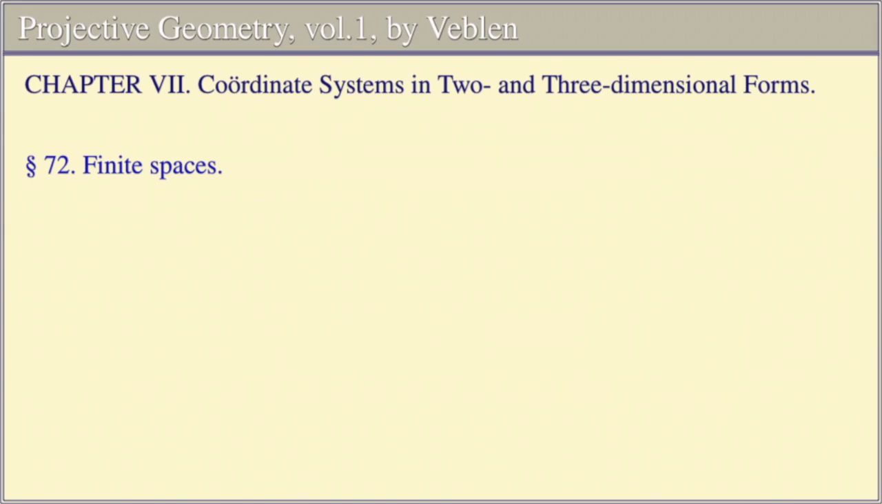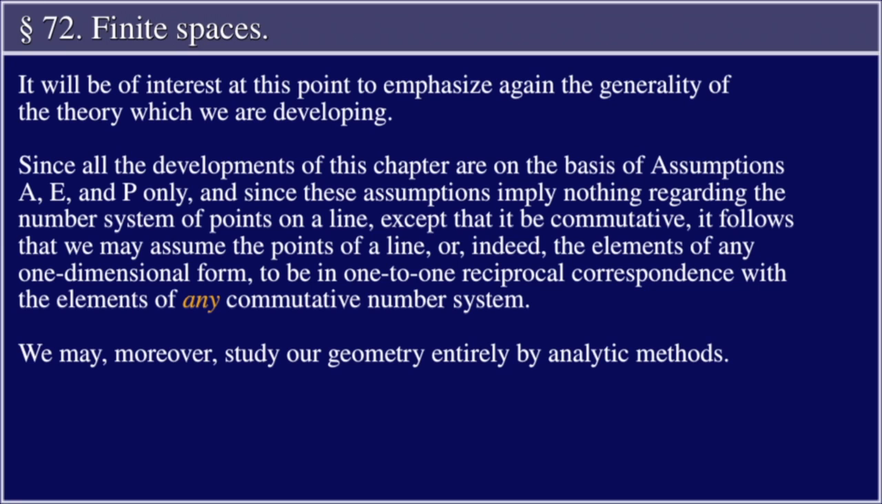Section 72, Finite Spaces. It will be of interest at this point to emphasize again the generality of the theory which we are developing, since all the developments of this chapter are on the basis of assumptions A, E, and P only, and since these assumptions imply nothing regarding the number system of points on a line except that it be commutative, it follows that we may assume the points of a line, or indeed the elements of any one-dimensional form, to be in one-to-one reciprocal correspondence with the elements of any commutative number system.